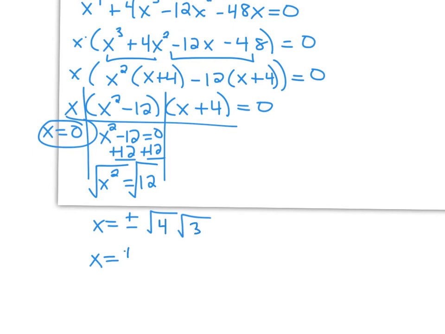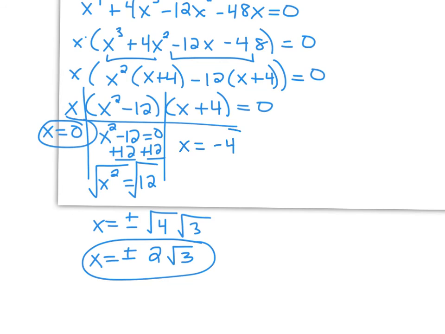Okay, and then I'm going to bring down my plus and minus. Since the square root of 4 is 2, I'm going to make that a 2. And then I'm going to bring down the radical 3. So I get positive 2 radical 3 and negative 2 radical 3. So in this part of the t-chart, we actually get 2 answers. And then here I'm just going to jump right to the answer. When we see x plus 4, we know that we're going to get the opposite sign as our x value, we get x equals negative 4.